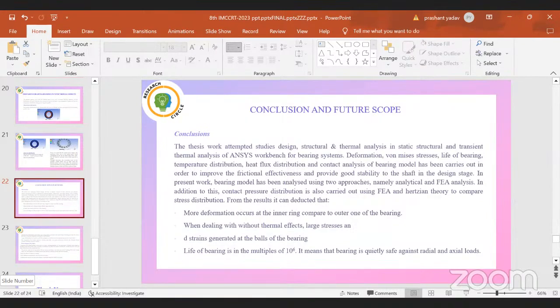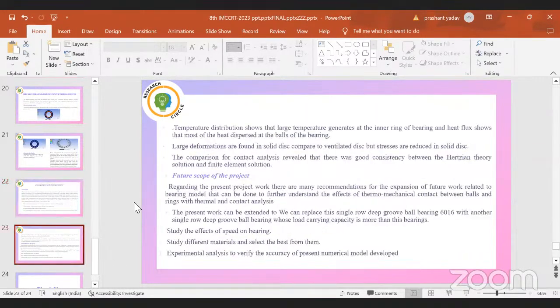When dealing without thermal effect, large stress and strain are generated at the ball of the bearing. Life of the bearing is in the multiple of 10 to the power 6. It means that the bearing is quite safe against the radial and axial loads. Temperature distribution shows that the largest temperature is generated at the inner ring of the bearing, and heat flux shows most of the heat is dissipated at the ball of the bearing.